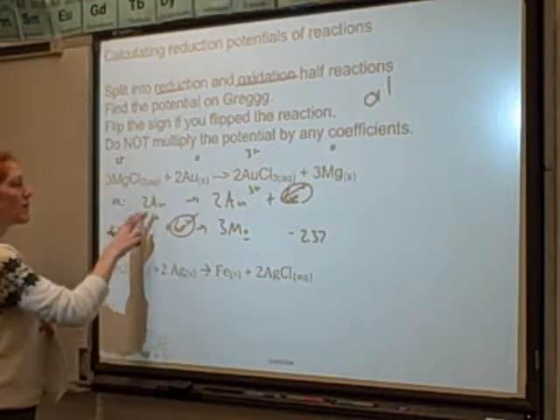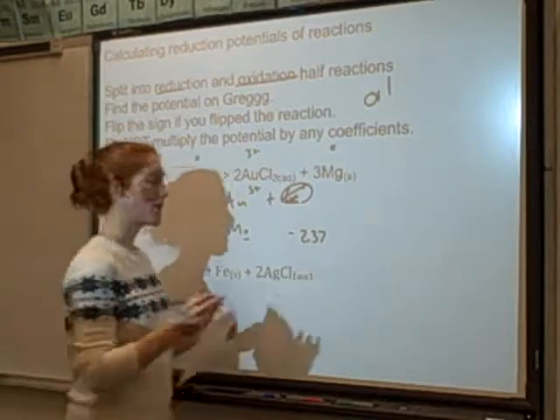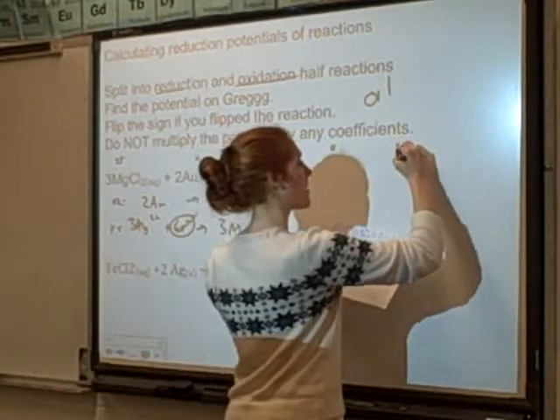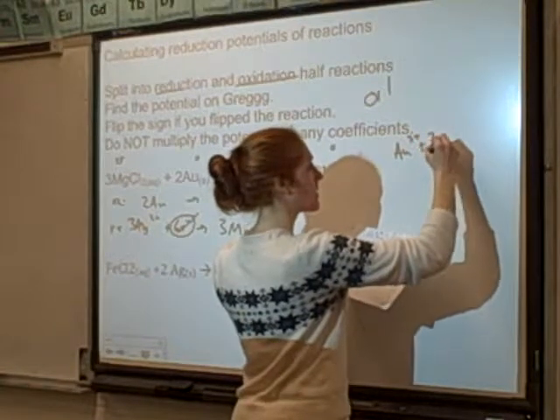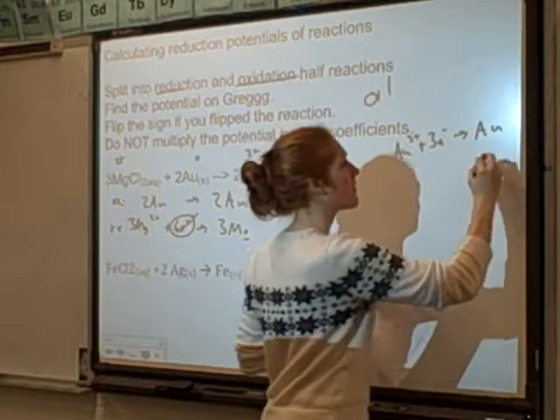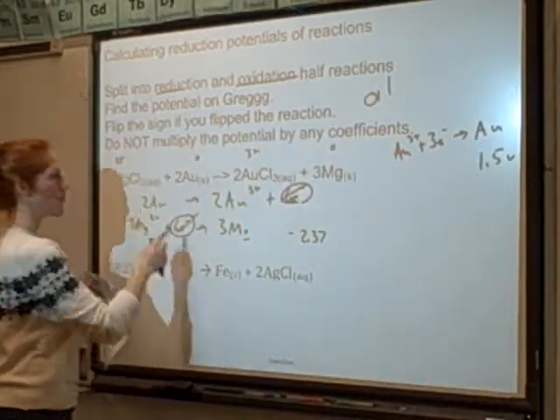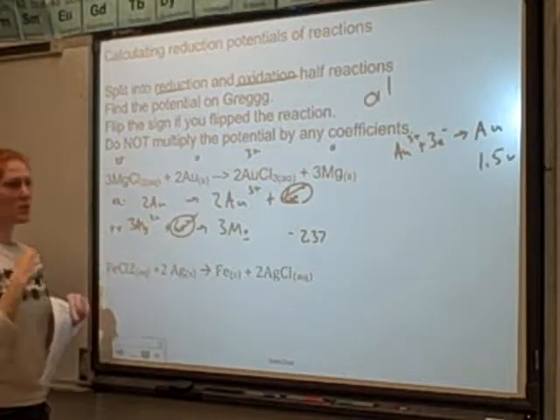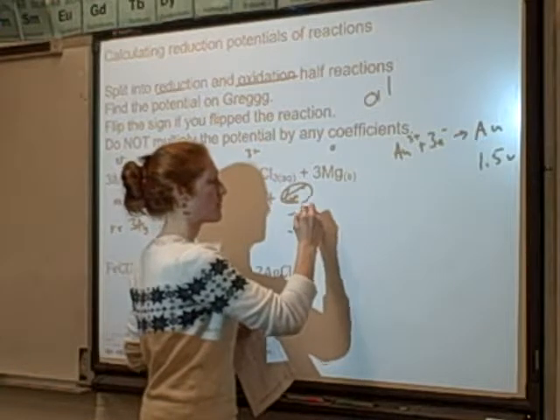And then, meanwhile, I know gold atoms are pretty stable. I don't have the reduction here, so I look on Greg. And on Greg, I'm going to see this. Au with a 3+ charge gains 3 electrons to become Au. And it says that's favored by 1.5 volts. It's positive. Well, reducing gold is positive, so oxidizing must be negative. So this is going to be a negative 1.5.